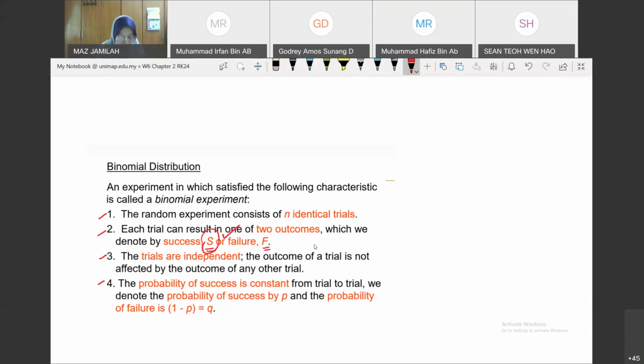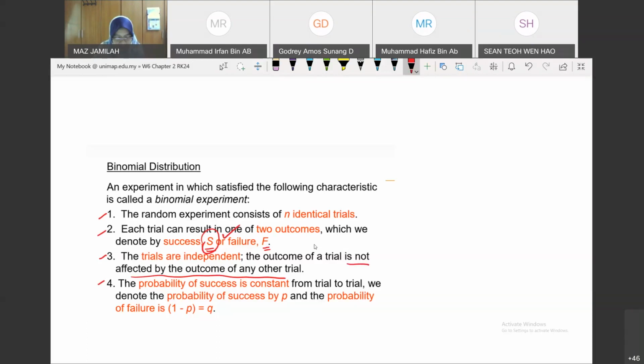The third one, there will be n identical trials. The n trials are all independent, meaning that the outcome of any trial is not affected by the outcome of any other trial. The first trial will not affect the second trial. The second trial will not affect the third trial. Go on and on until the end trial. Okay, so this is what we call trials are independent.